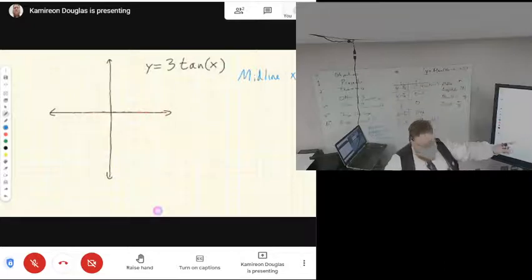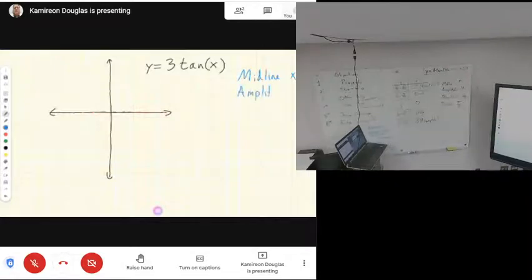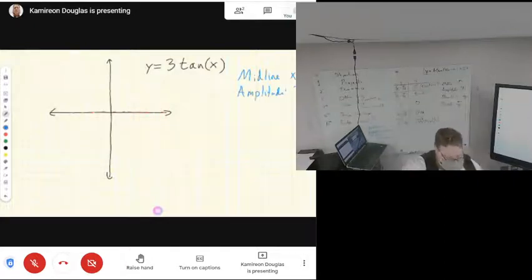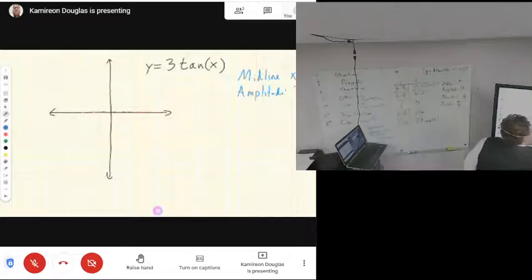So after I do the midline, my next step is amplitude. Same as last week, okay? What is the amplitude for this problem? 3. Now, what this tells me is this is where those next two dots are going to go. Remember, the midline is in the center. The two dots represent my amplitude. So it is 3 above the midline and 3 below the midline.